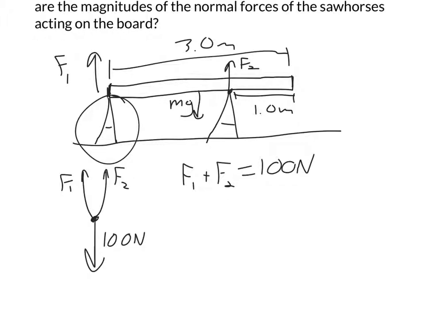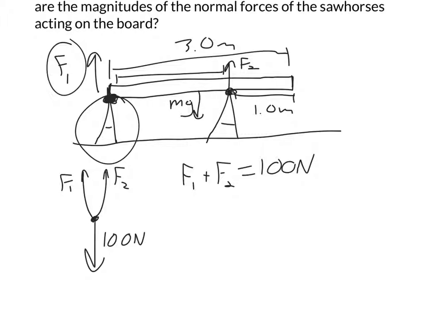But the board is not only not accelerating in a linear fashion, but the sigma torque is 0. So I'm going to pick a pivot point here. And it doesn't matter where, but I'm going to pick mine to be right here, because again, whatever pivot point you pick will work. If I pick this pivot point, here's what I need to know. Force 1 does not cause a torque about that point, so I don't have to worry about including force 1 in my sigma torque equation around this pivot point. Force 2 is this far away. Well, how far is that? That's 3 minus 1, or 2 meters.